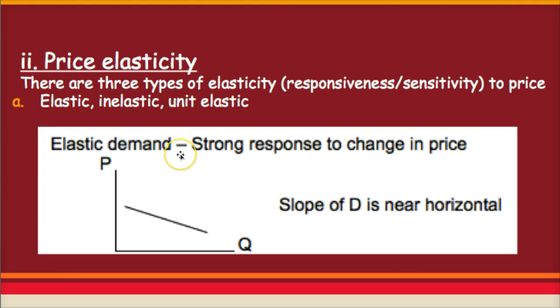Now, relatively elastic demand means that there's been a strong response to a change in price. So the slope is getting close to being horizontal. Not perfectly elastic, so it's not the 180, but it's pretty close to being horizontal compared with vertical. So that means there's been a strong response to change. The elastic is stretching a little bit further out there. So that's relatively elastic demand.